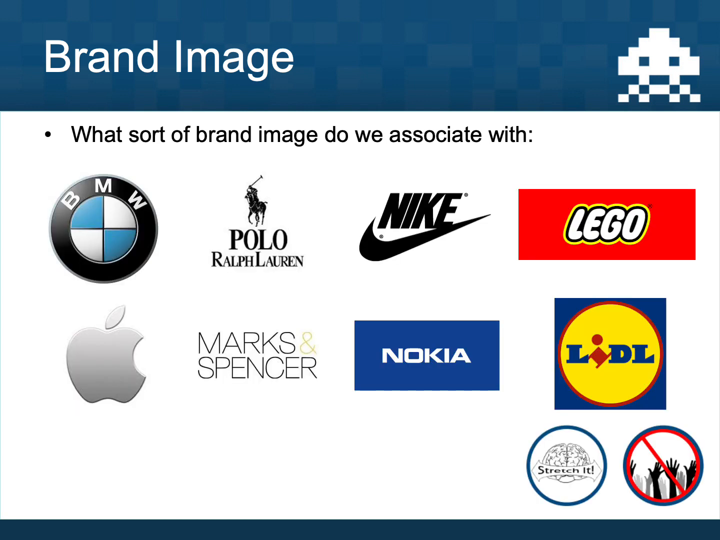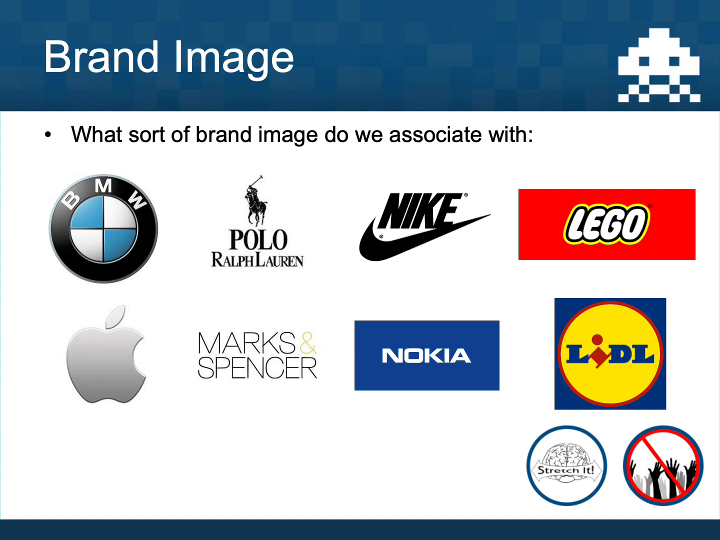Pause the video at this point and have a think what sort of brand image you might associate with the following logos. What sorts of words? Are they cool or uncool, expensive or cheap? And think about how things like the fonts that are used, the colours that are used, and the shapes that are used lead you to think that. The font in the Lidl logo is very, very different to the font used in the Ralph Lauren logo. Pause the video at this point and just think in your head, what sorts of words might you associate with BMW, Ralph Lauren, Nike, Lego, Apple, Marks & Spencer's, Nokia, and the Lidl logos? What do those logos make you think?